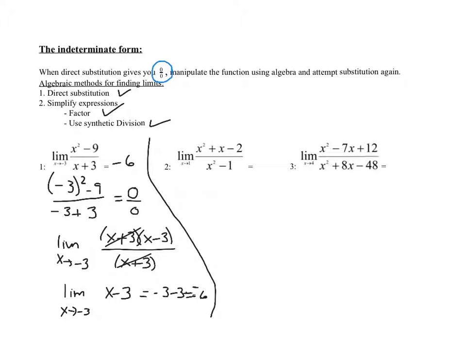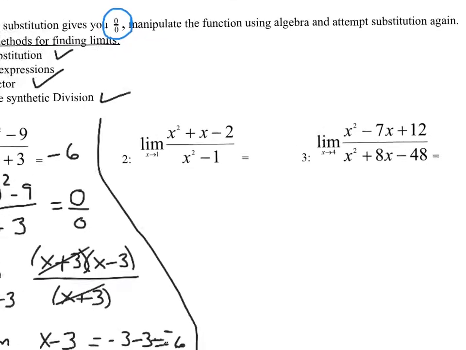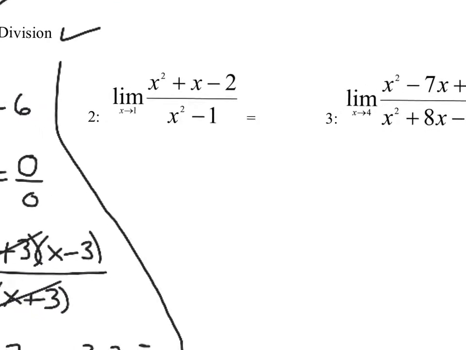Let's look at another one. Same idea. You first plug it in. I'll leave you to try it, but if I plug this in, I get 0 over 0 as well. This is the limit of x squared plus x minus 2 over x squared minus 1. 1 squared minus 1 is 0. 1 squared plus 1 minus 2 is 0 as well. So I'm going to try to factor this one as well. The top, if I factor it, is simply going to be x plus 2 times x minus 1. And the bottom is going to be a difference of squares again, x plus 1 times x minus 1.